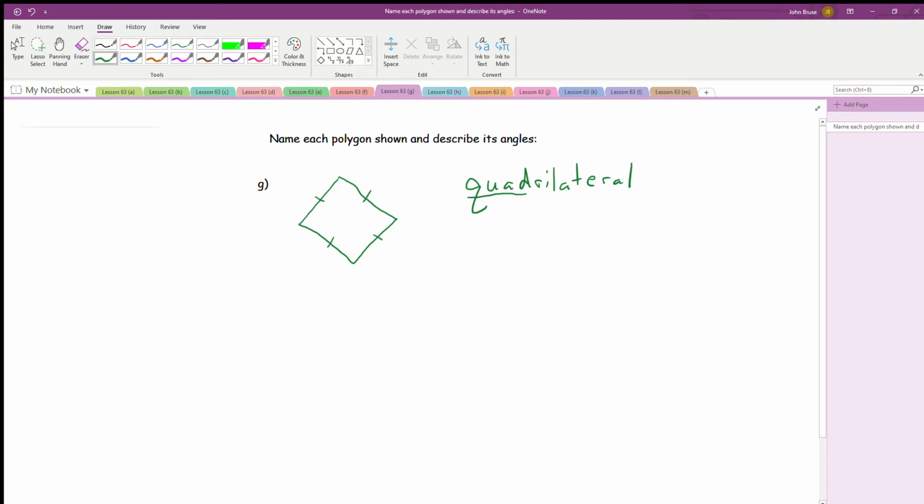And it says to name its angles. Well, this looks like a rhombus or a rotated square. And we know that those have right angles in the corners. So the angles are right angles. That means they're 90 degrees. Right angles equals 90 degrees. All right.